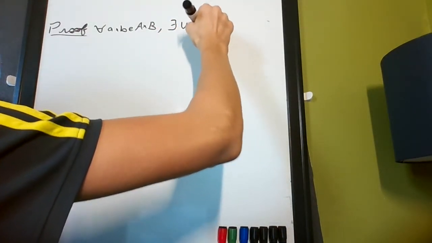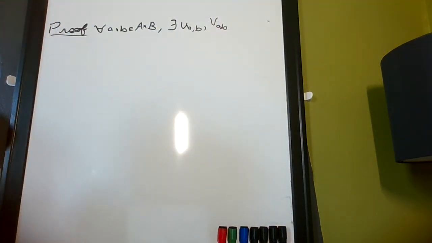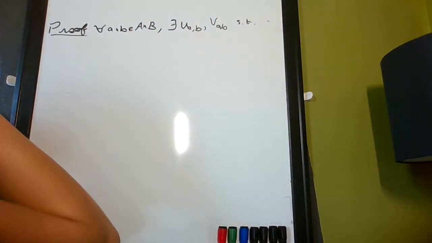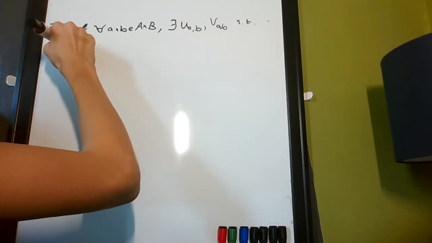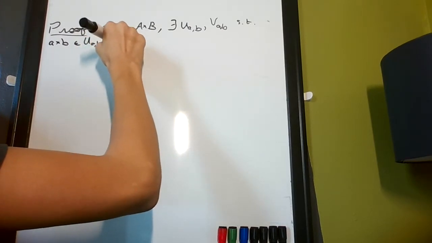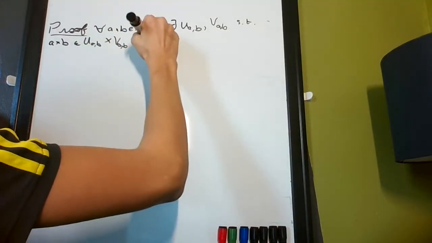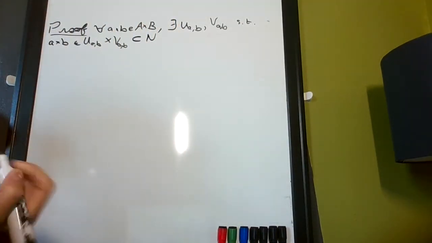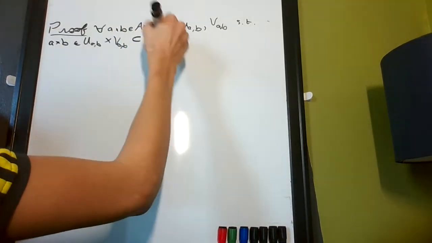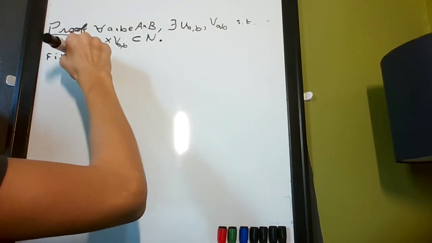U_ab, V_ab, such that (a, b) is an element of U_ab cross V_ab, and is going to be a subset of N, because N is open and we have the basis of all the open sets. Okay? So now, what I'm going to do is I'm going to say fix a, an element of A.